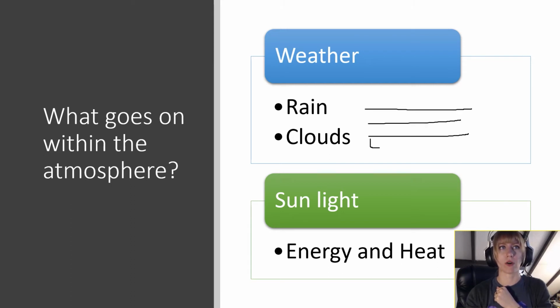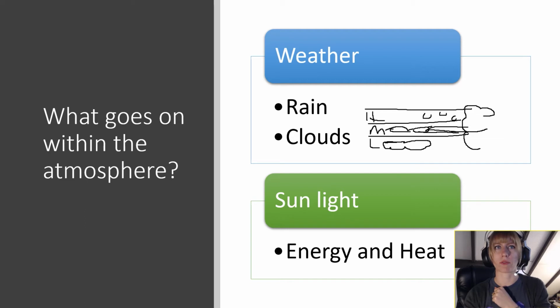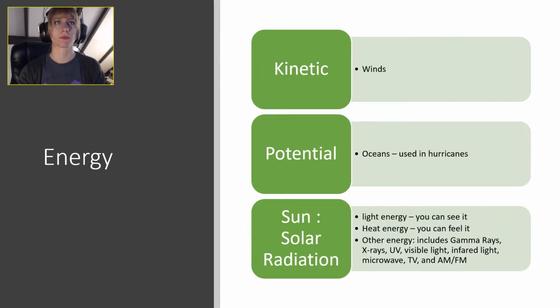You have low, medium, and high clouds, and so some clouds only show up here. Some clouds only show up here. Some just show up here. And then there's ones that go through all of them, and that's our cumulonimbus clouds. That's our storm clouds. But sunlight comes through all of this, and this generates heat and energy. So energy is visual and infrared.